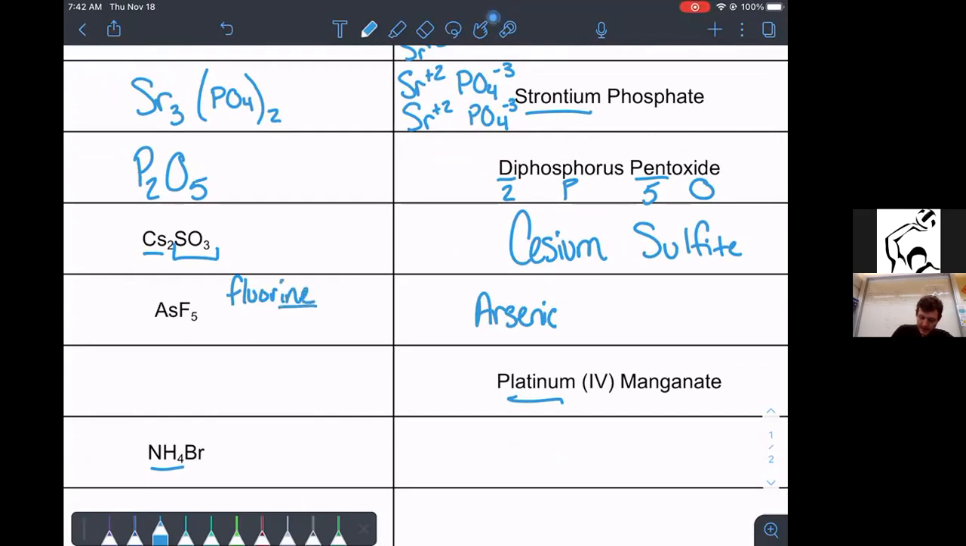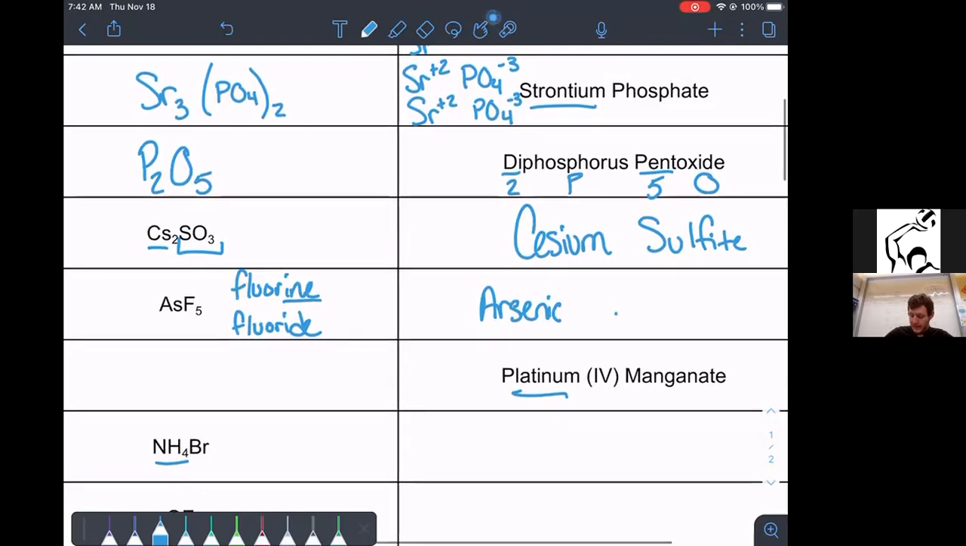because the ending's got to change. So it becomes fluoride because we have to have the second element end in -ide. And because there are 5 of them, we get the prefix penta. So it becomes pentafluoride. So it becomes arsenic pentafluoride.